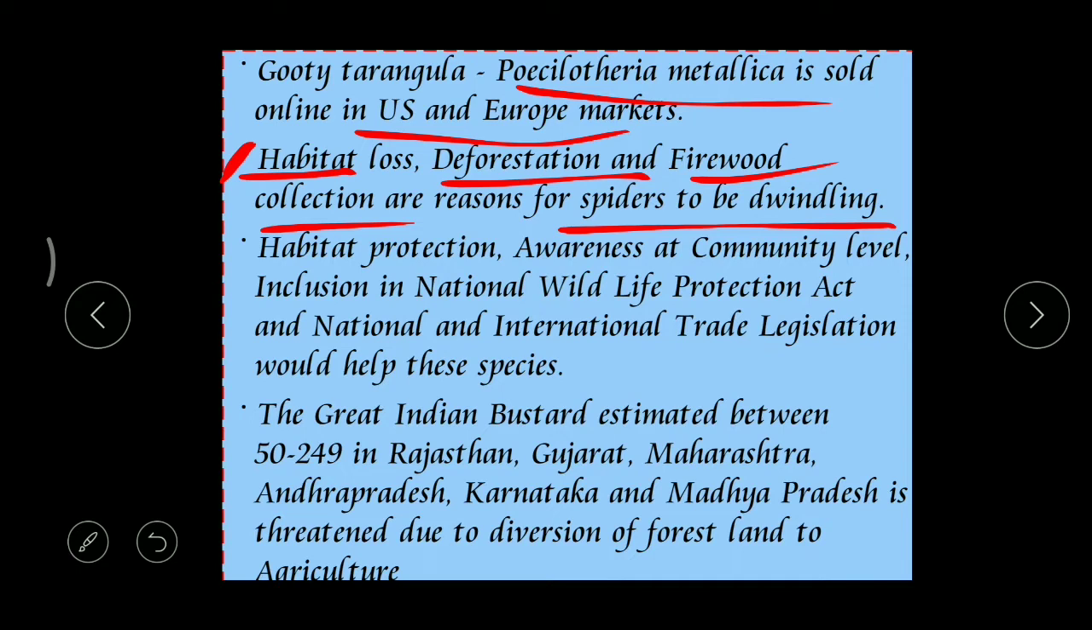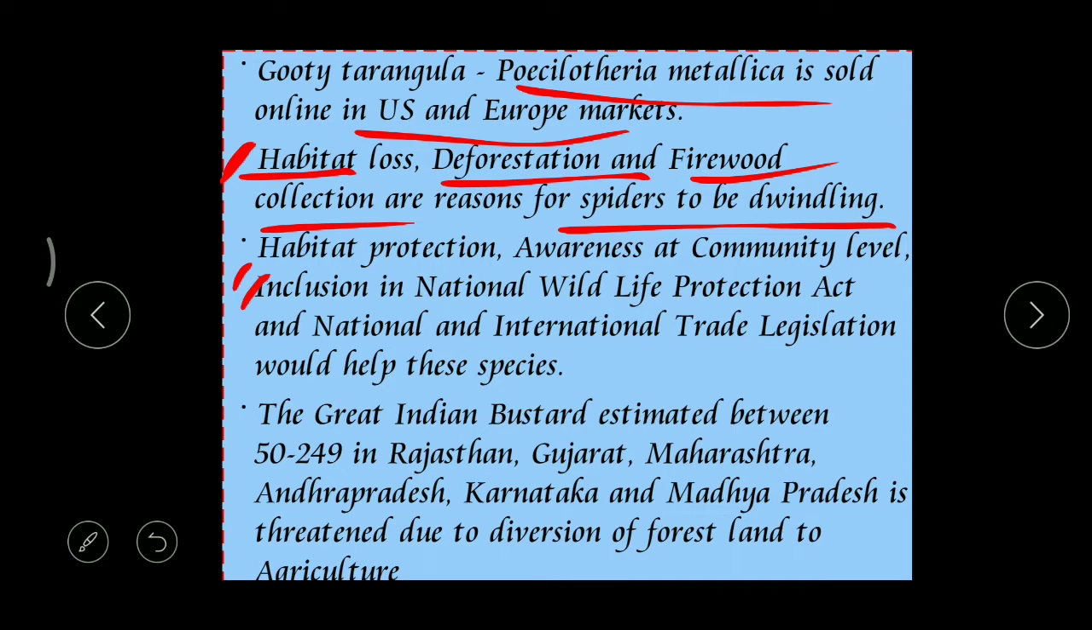Got it? So this is very important for the 1 mark or 2 mark questions. Mention the various reasons for the spiders to be decreasing in number. So what are they? There is habitat loss, deforestation, and firewood collection, right? And how can we avoid this? How can we prevent this condition? By following these measures. What is the first one? Habitat protection. That means where they're living, those areas must be protected by the governments.